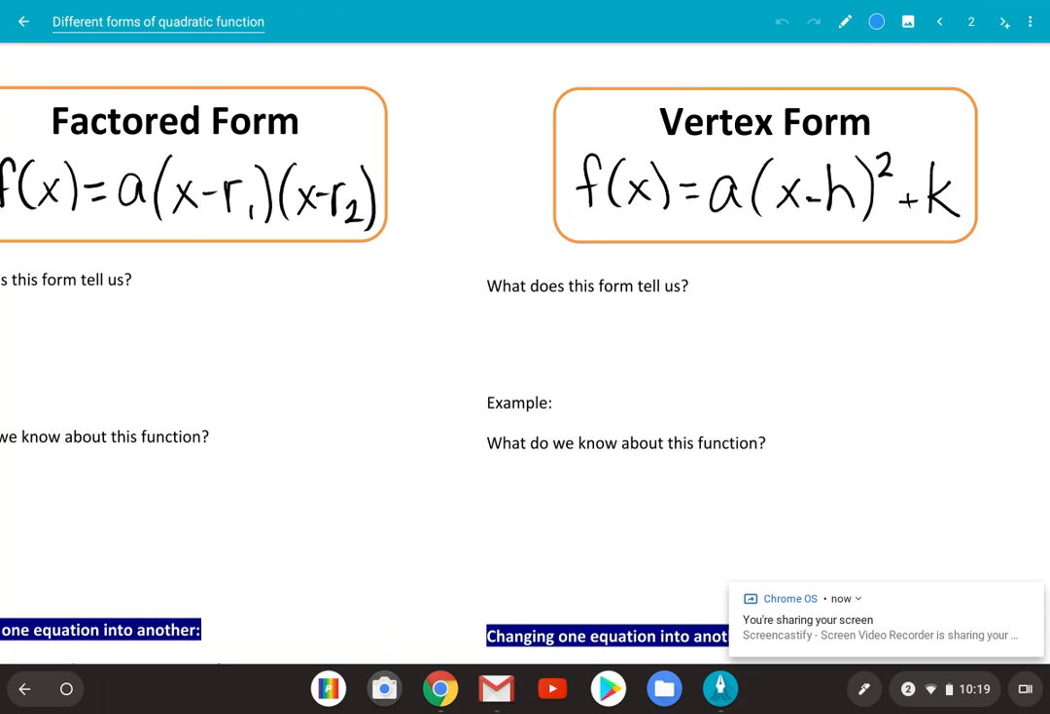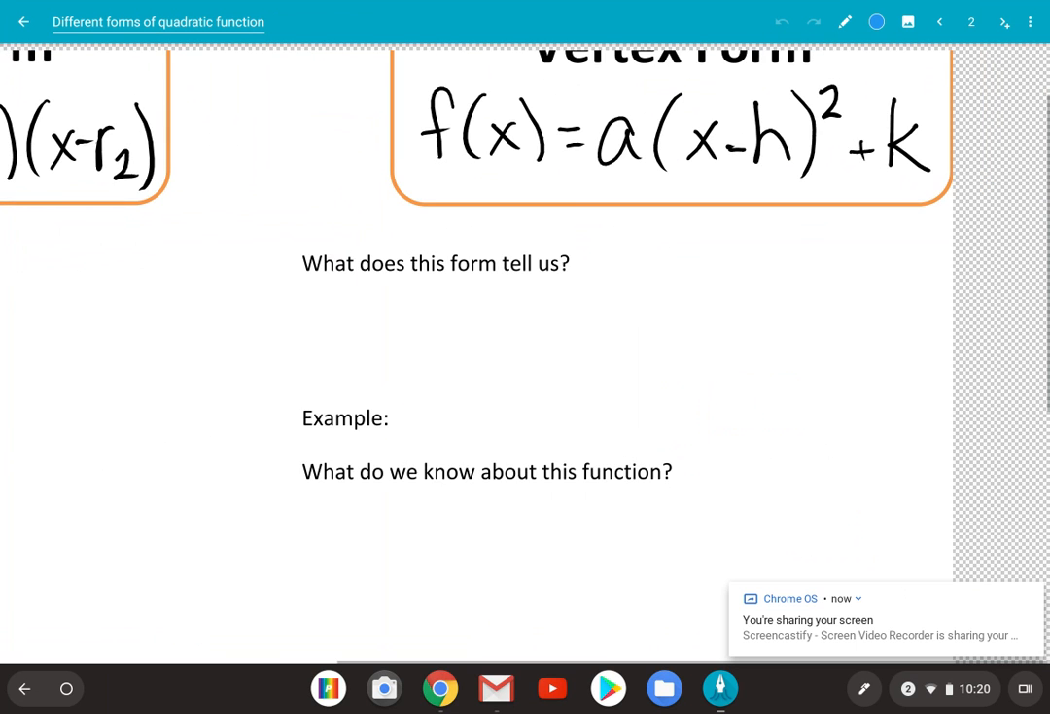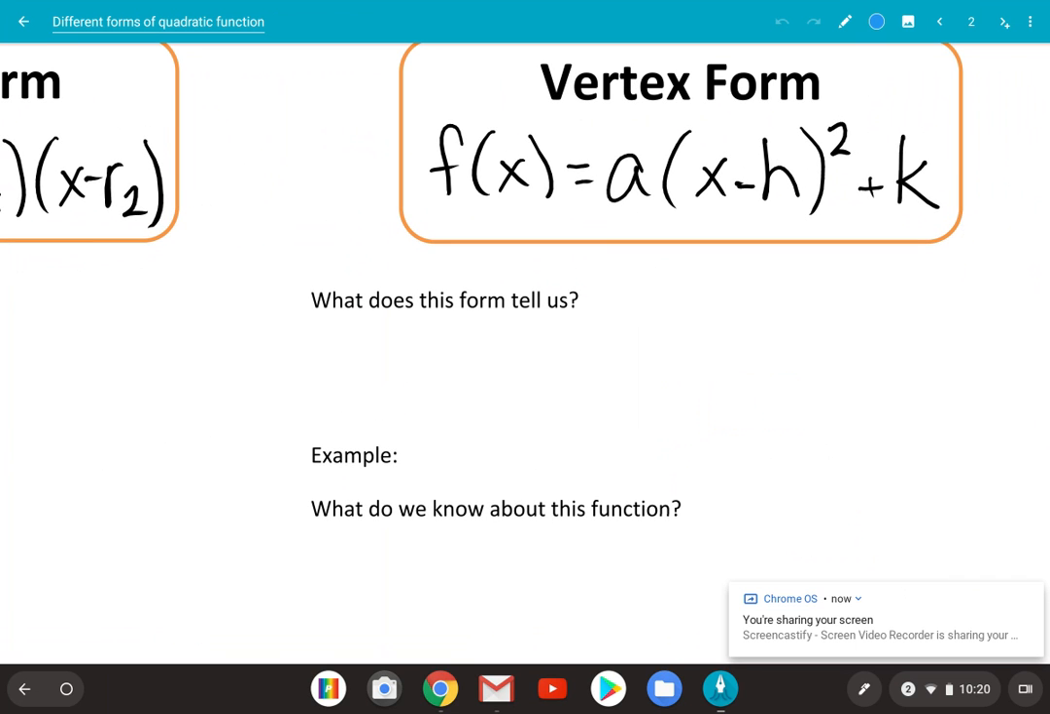If you think back to last week, we did absolute values. And if you look at the vertex form here on the right, it looks very similar to what we did on absolute values. It looks very, very similar, except this time it has parentheses instead of absolute values, and a square. But nothing else is different at all.